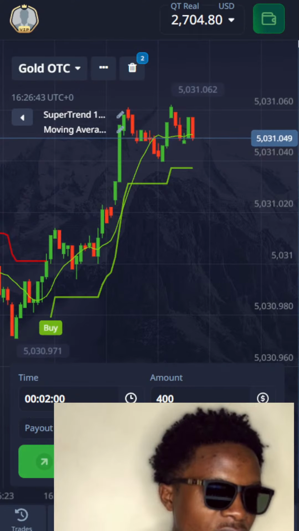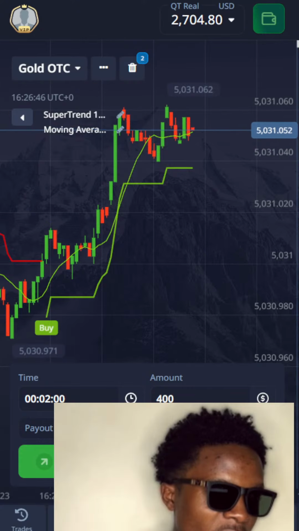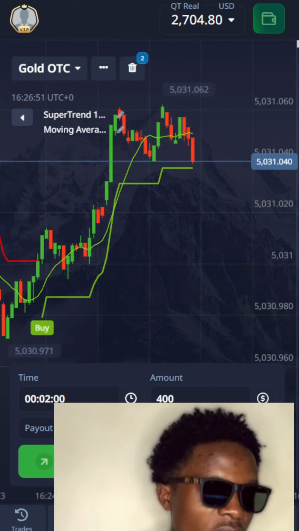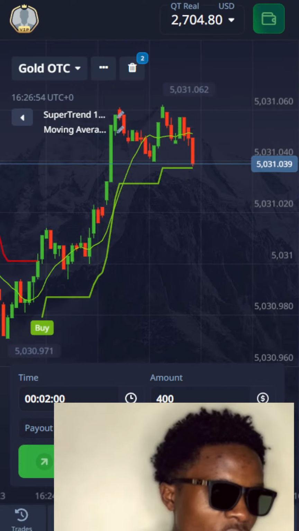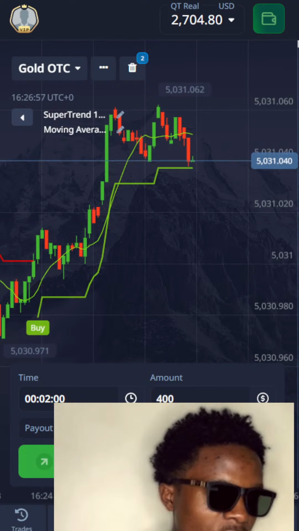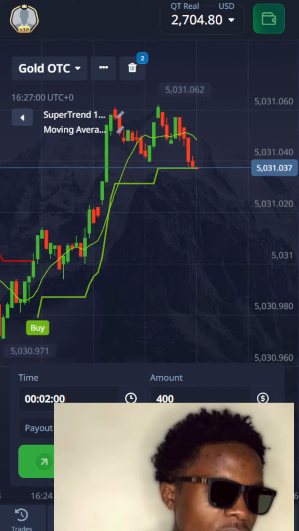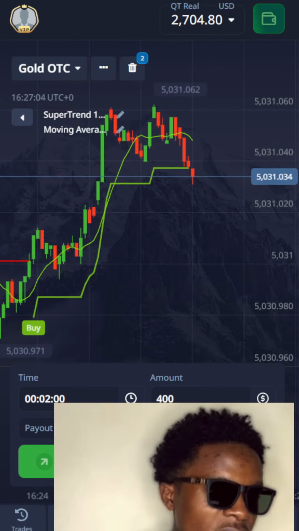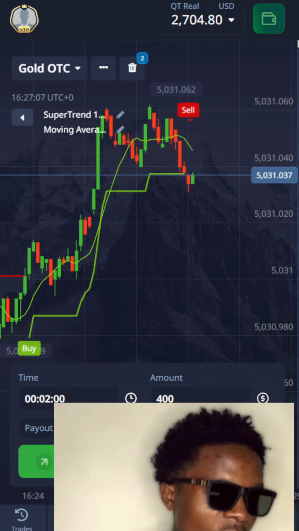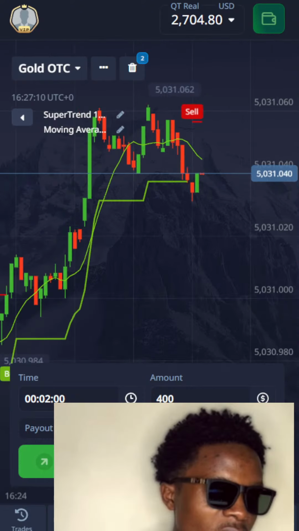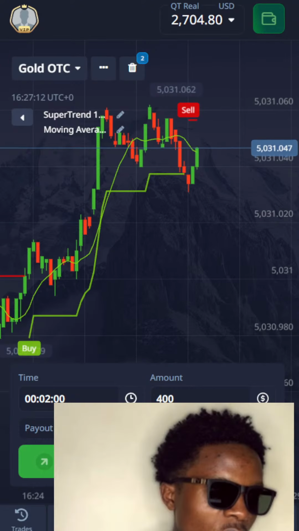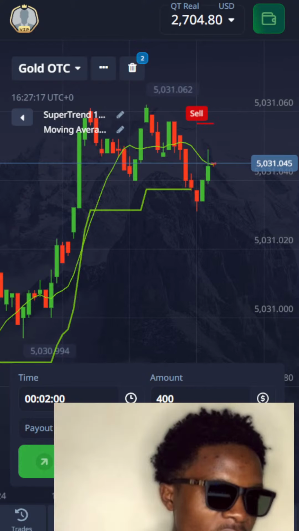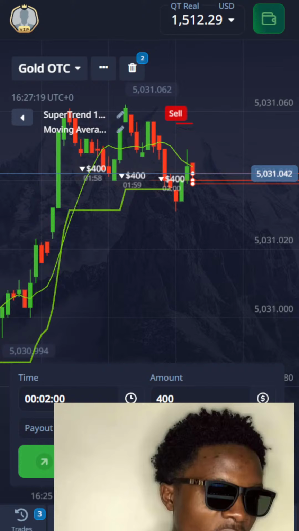But right about now, it has formed a double bottom, and in most cases a double bottom means we are reversing from an uptrend to a downtrend. Sorry, it's not a double bottom, it's a double top. As you can clearly see, it indicates that we are reversing from an uptrend to a downtrend. So right about now, we are looking for sells because it has broken structure here and here. This means I will take my first sell from right there.